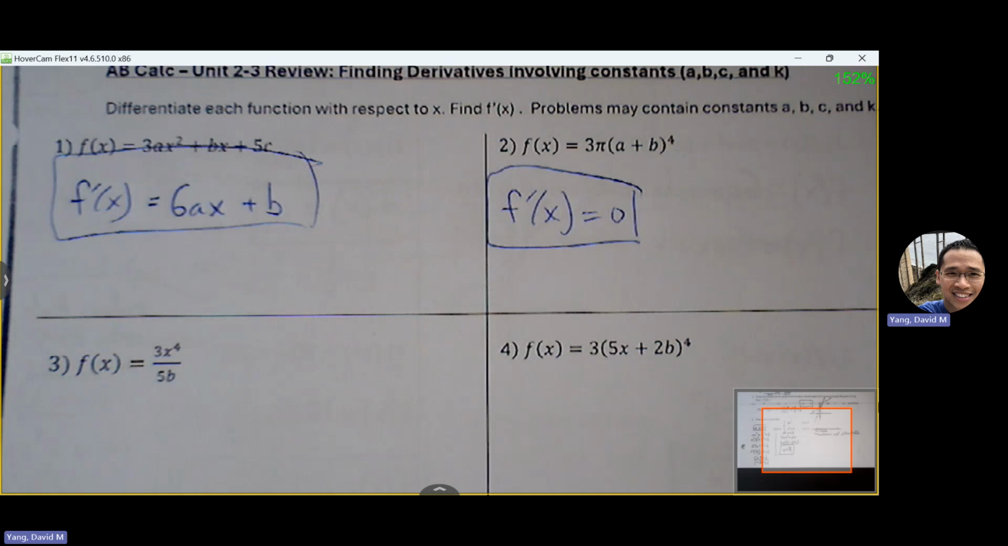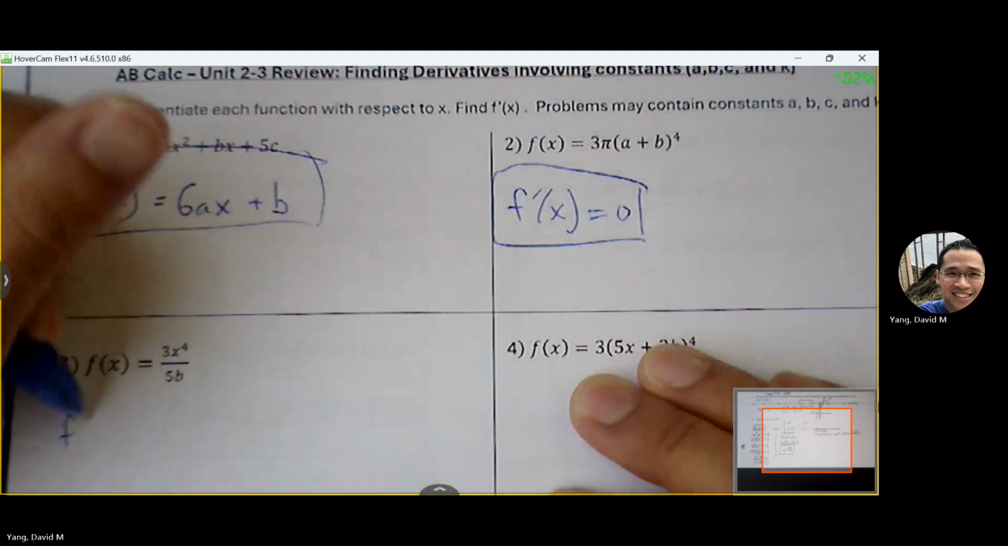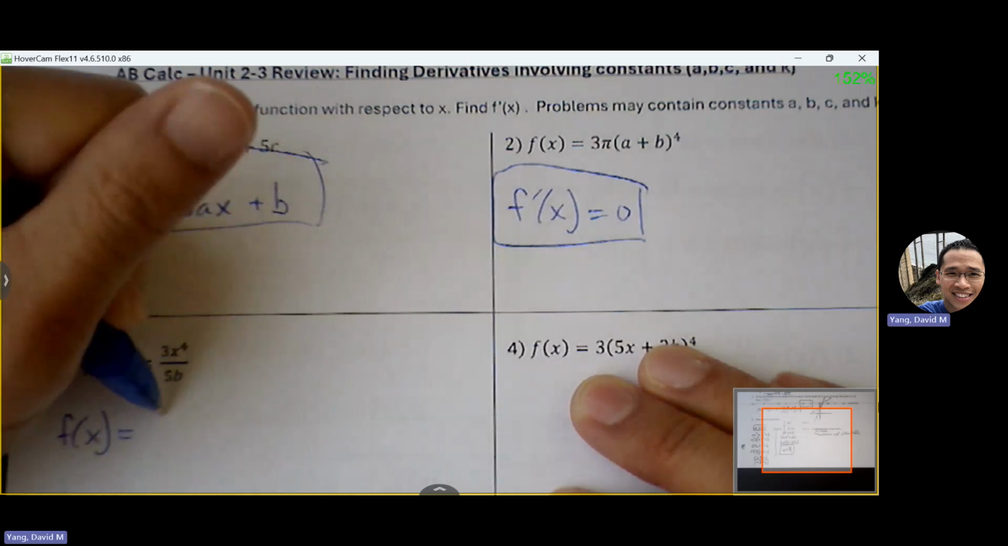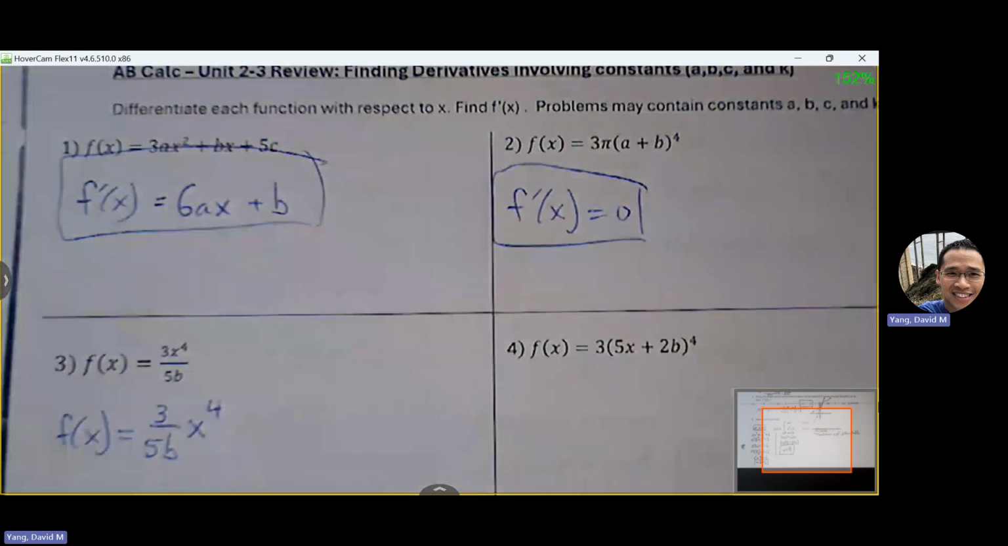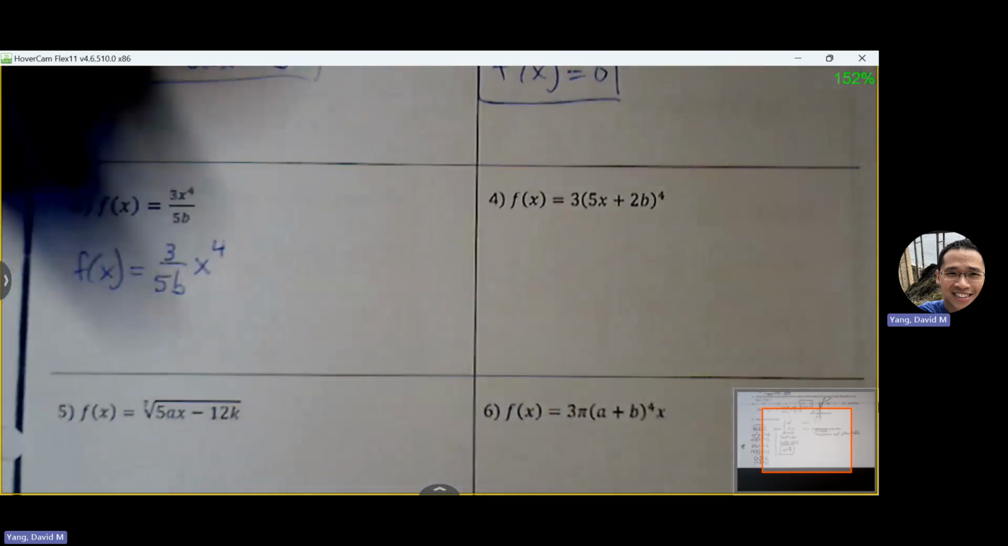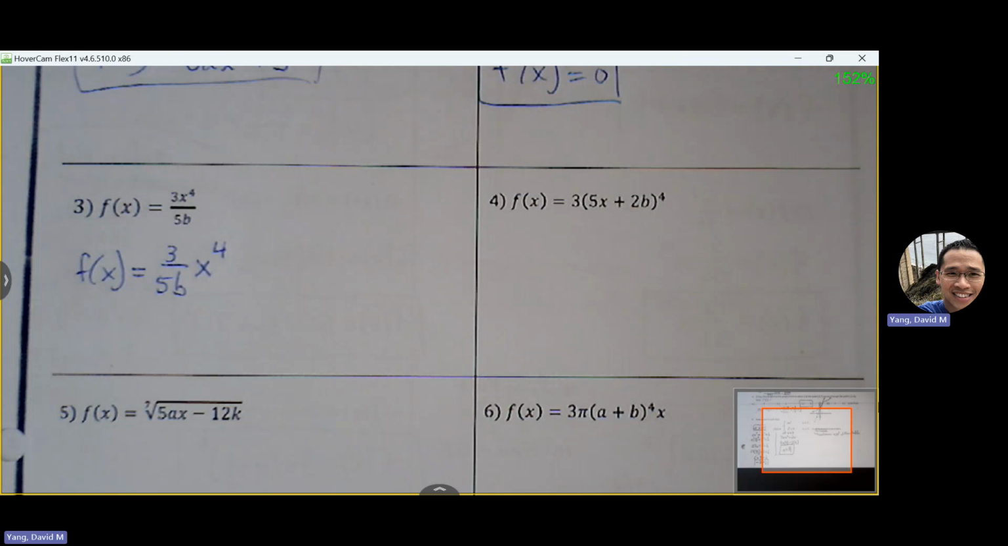Number 3, f of x equals 3x to the 4th over 5b. There's no need for a quotient rule because there's only a variable up top. So what if we just hold all the numbers out as coefficients, and then the only thing left to do is power rule? What if we rewrote this as 3 over 5b times x to the 4th? Then that's just some number in front of x to the 4th. Once I find the derivative, that constant is just going to tag along as part of my derivative.